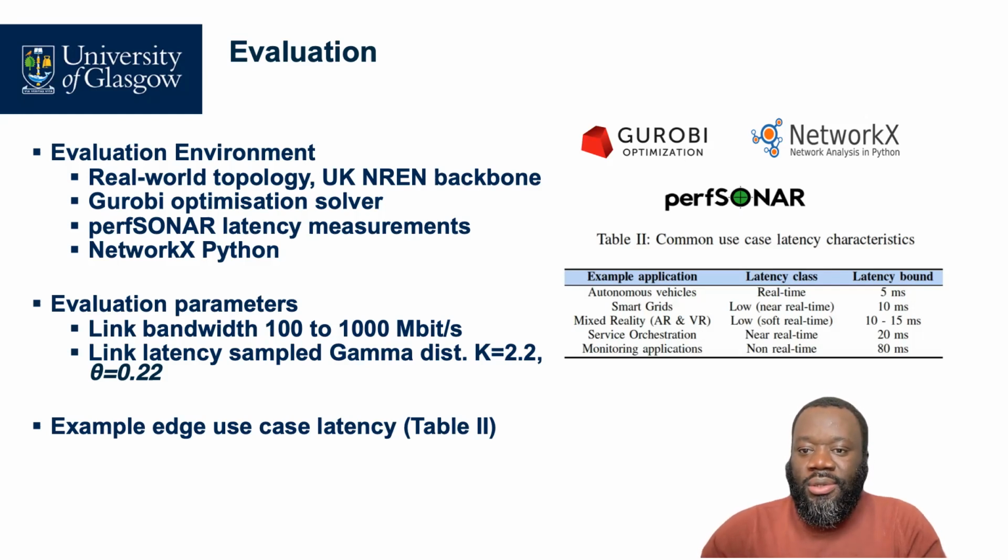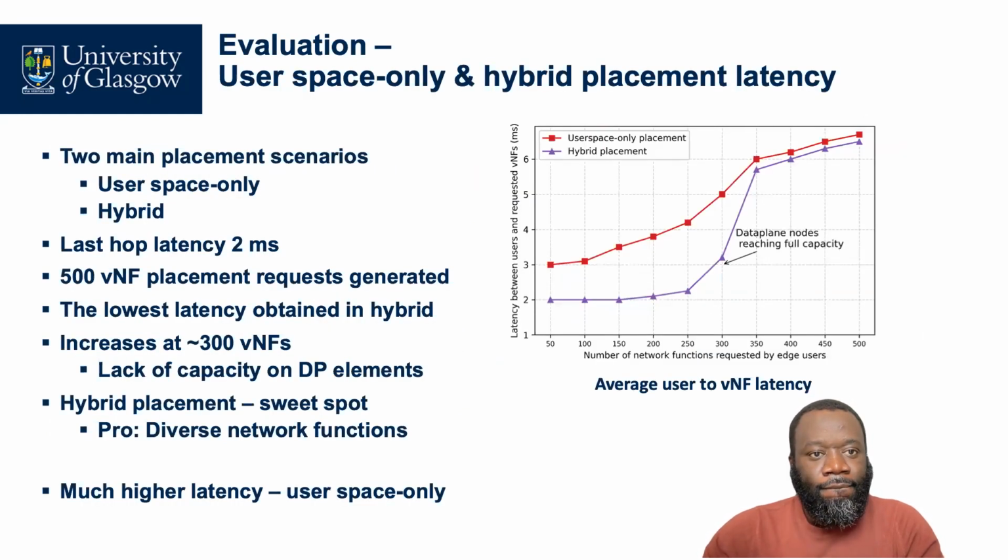Table 2 here shows some example use cases that you typically get, with latencies ranging from 5 milliseconds to 80 milliseconds: smart grids, mixed reality, service orchestration, and monitoring applications as well. We started the evaluation by comparing two main scenarios, user space only and hybrid. The last hop latency has been set to 2 milliseconds. Last hop latency here is the latency between the edge user and the vNF it's trying to connect to.